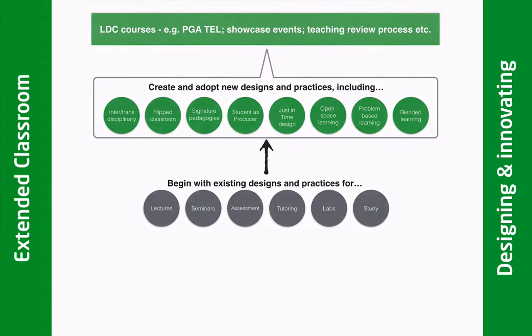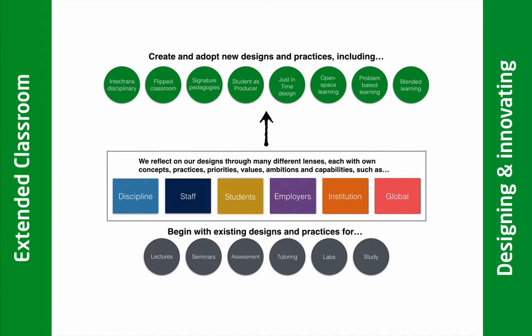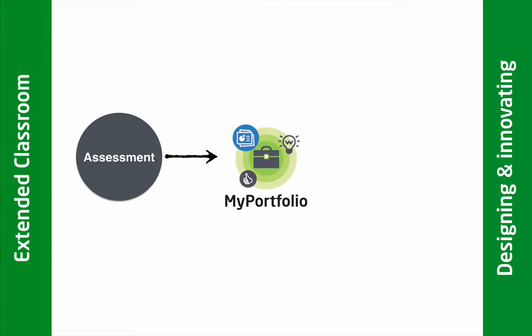Research has shown, however, that the TEL transformation process is more complex than that. One way to reduce the complexity is to reflect on our designs through different lenses, each with its own concepts, practices, priorities, values, ambitions, and capabilities. This is both a necessity, given the diversity of participants in teaching and learning today, and a productive avenue for innovation. For example, we could get students to record and reflect on their progress using My Portfolio.